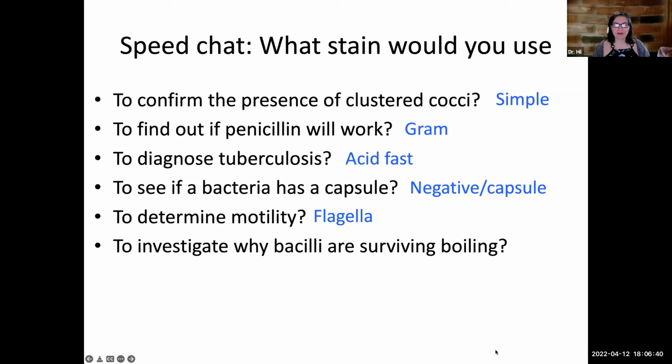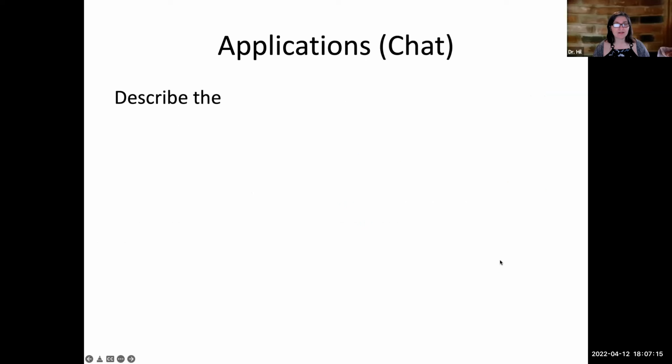Okay, what if we have a species that doesn't seem to be killed by boiling? What might be a first step to try to understand what's going on? Yeah, we could do an endospore stain to see if the endospores are the heat resistant, because there's another reason, right? If Bacilli survive boiling, it's either that you suck at boiling things, or that they have endospores, or it could be that they're an extremophile and they like boiling water. You don't know what it is until you do this test.